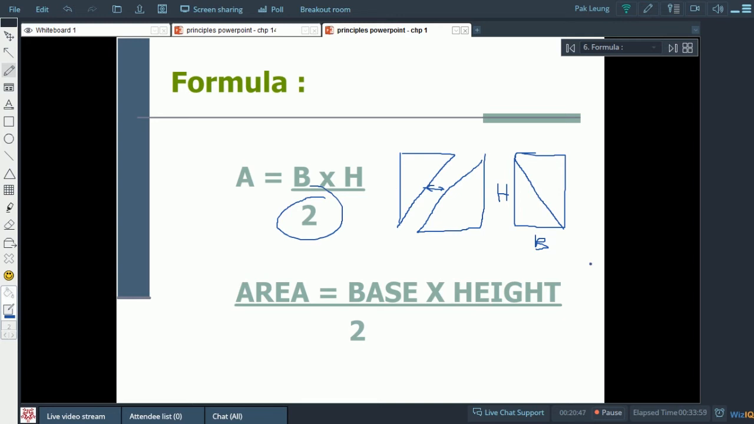I bet your grammar school teacher didn't tell you that. Very basic math. So this is how the formula comes about. When you look at it, it's half the rectangle. It's just not half this way, or half this way, but diagonally.